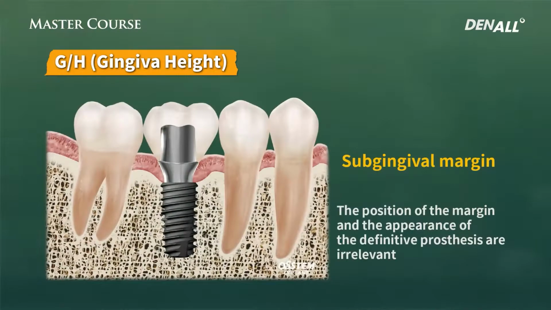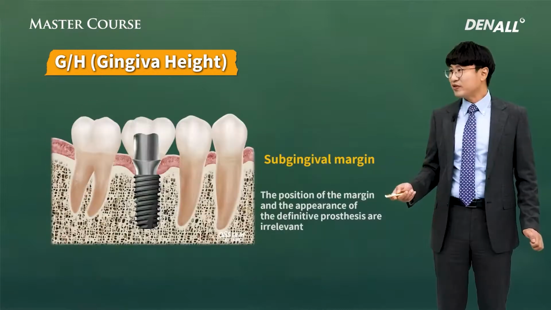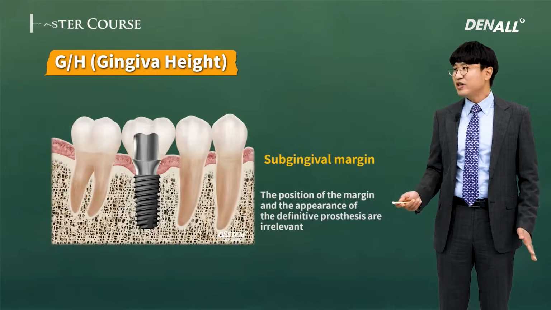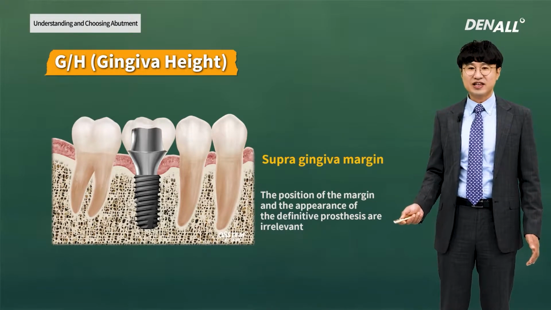Regardless of the margin location, the definitive prosthesis form should be the same. For a subgingival margin, the abutment diameter should be small and the prosthesis should be like pulling up the structure. For an equigingival margin, the abutment size should be a little bit bigger. For a supragingival margin, as you reproduce the crown shape, the abutment diameter should get bigger and match the shape of the crown. Once again, the position of the margin and the appearance of the definitive prosthesis are irrelevant. It means the shape of an abutment should vary depending on margin position.